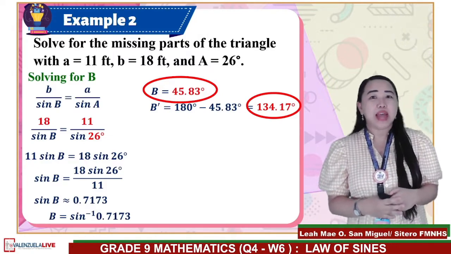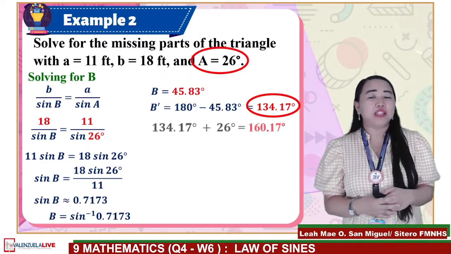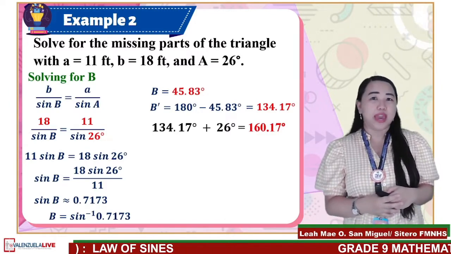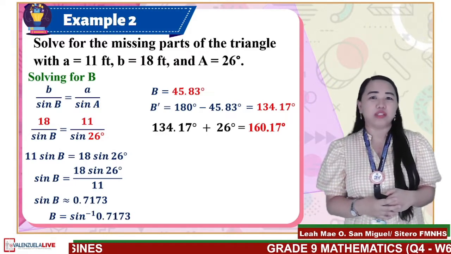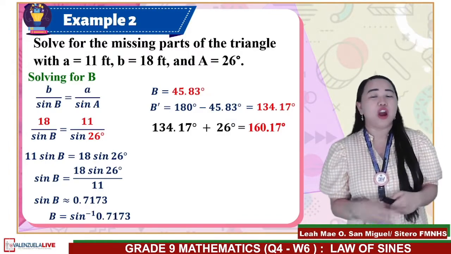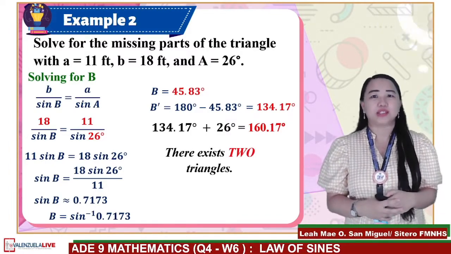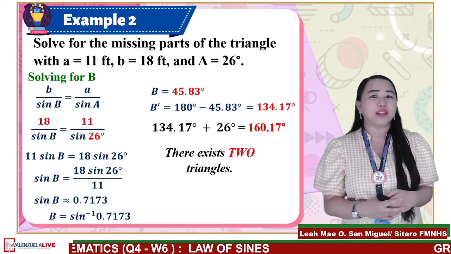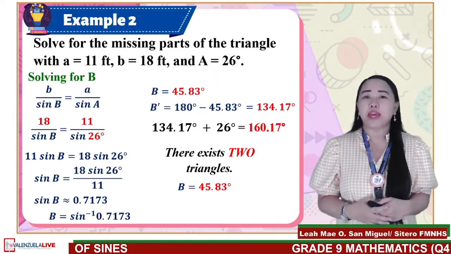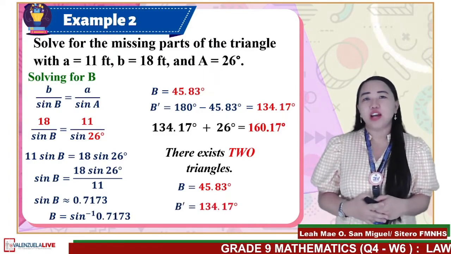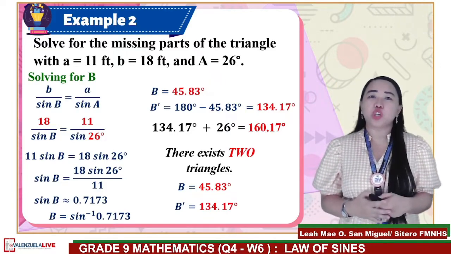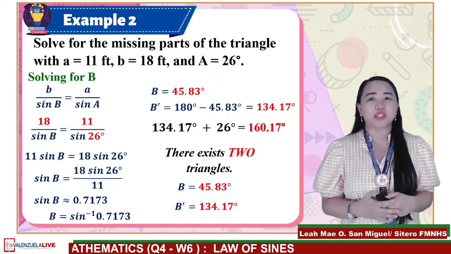134.17 degrees can be an angle of the triangle by adding 134.17 degrees and the given angle 26 degrees. We get 160.17 degrees. Since the sum is less than 180 degrees, then two triangles exist. The first angle is the acute angle, 45.83 degrees, and the second angle is the obtuse supplement of the acute angle, which is 134.17 degrees.